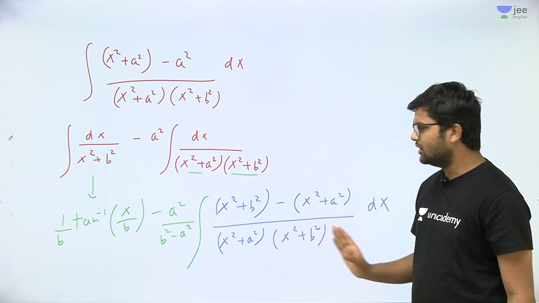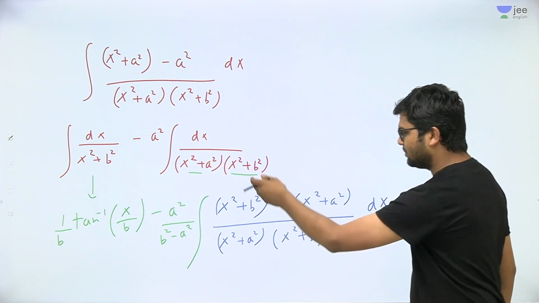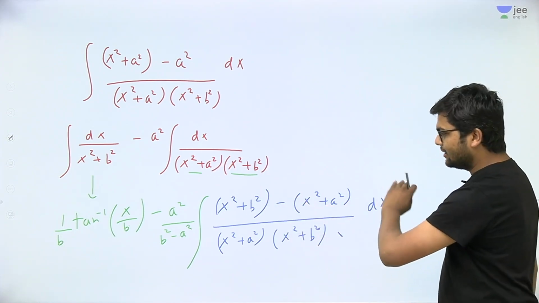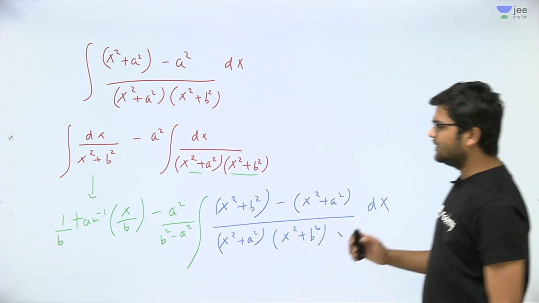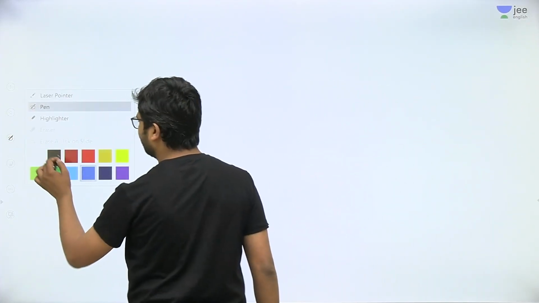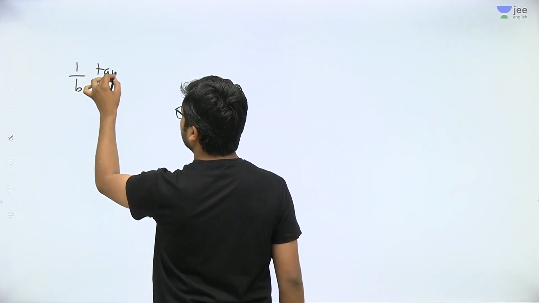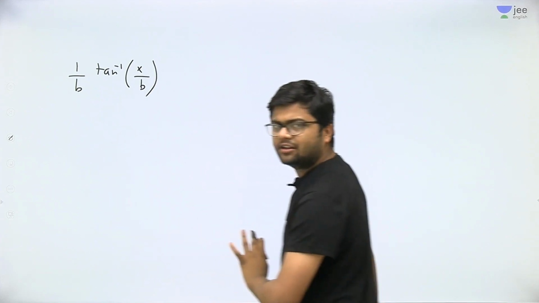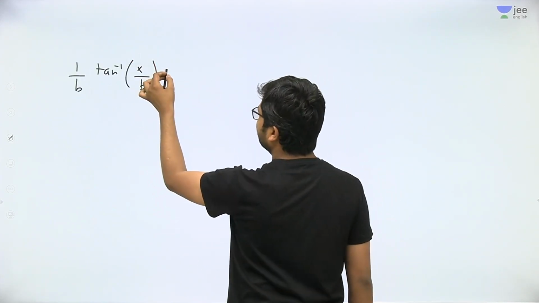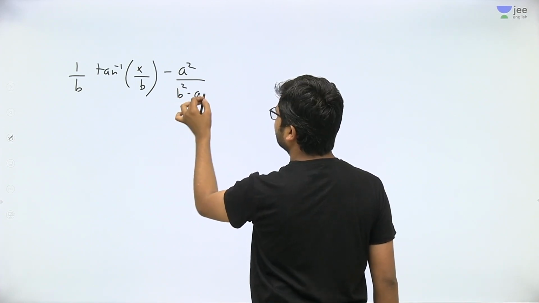Now what you should do, sir, just separate these two. If you separate them, x square plus b square will get cancelled, and in the second factor x square plus a square gets cancelled. So I am writing it, the final integral will be 1 upon b tan inverse of x upon b. Till now no issue, I have written it the same, and here it is written minus a square upon b square minus a square.